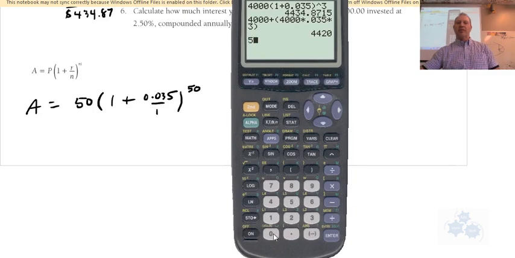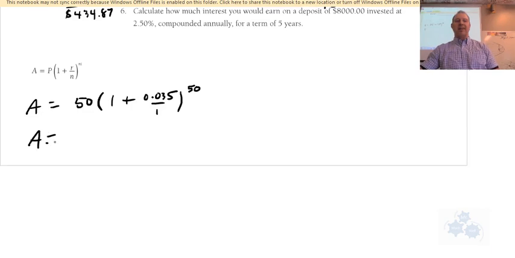Okay, so let's do 50 times 1 plus 0.035 to the power of 50. Look at that. $50 turns into $279. Does that make sense? That's not a whole bunch, but that's better than $50. Can you guys wait 50 years for that? No, I don't think so.